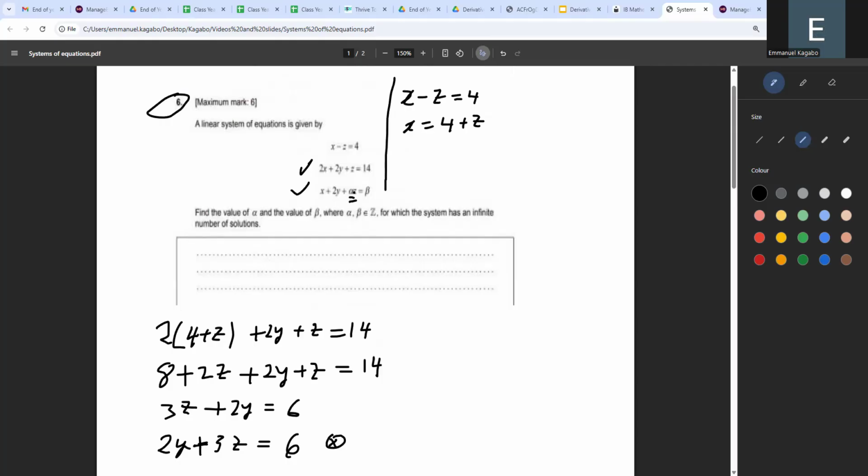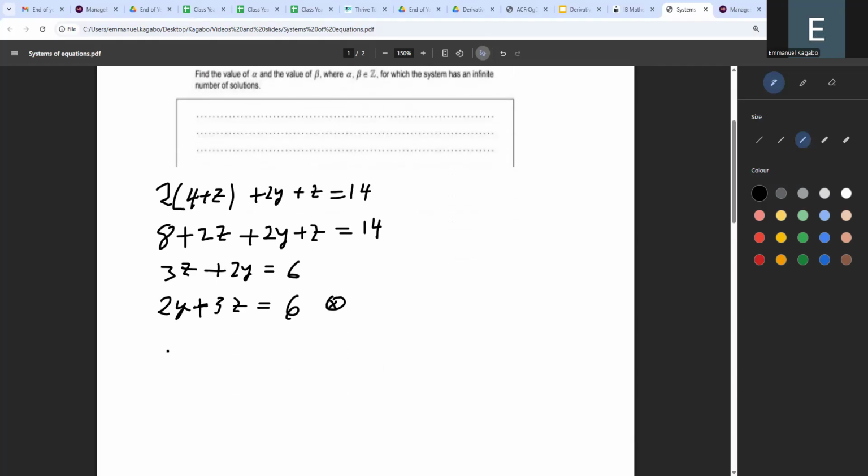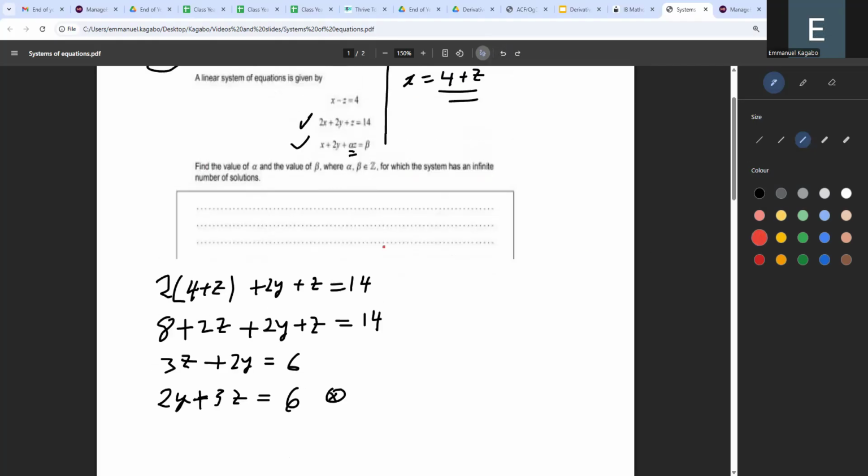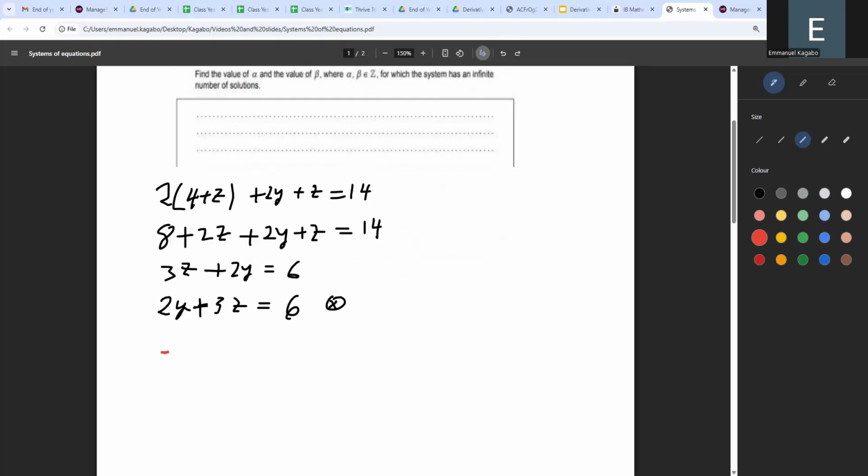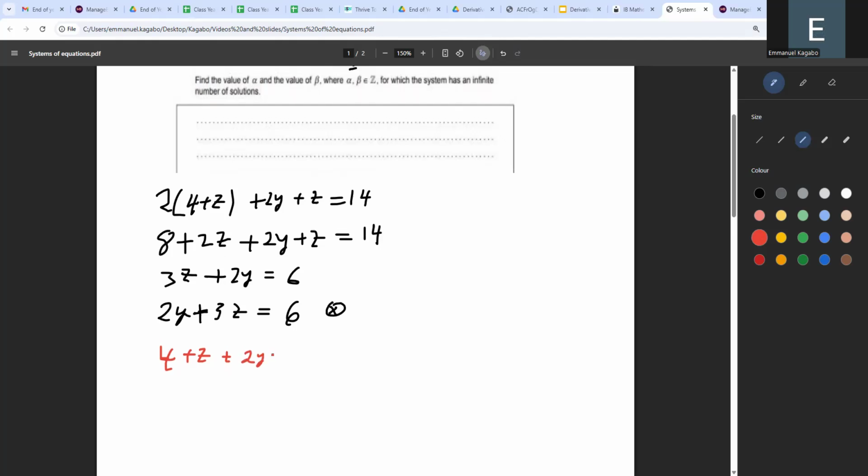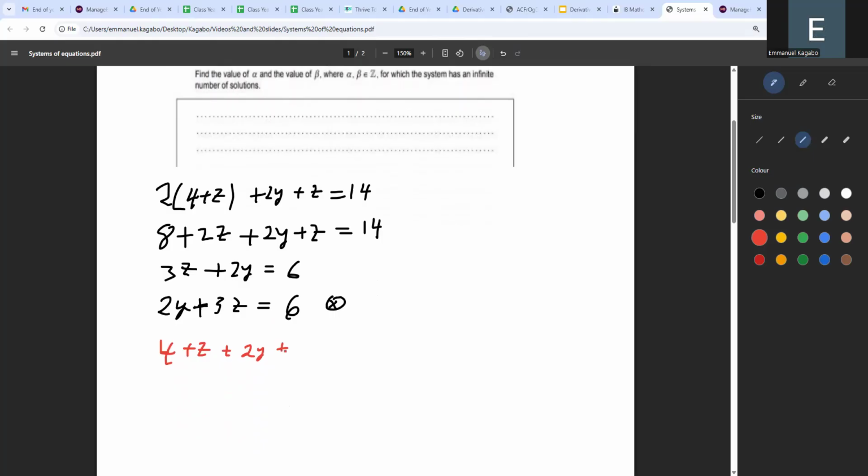It was x plus 2y plus alpha z equals beta. So if the value of x is that, I'll get 4 plus z. Let me use a different color so that maybe you don't get confused. So it's going to be 4 plus z plus 2y, then plus alpha z equals beta. Okay?